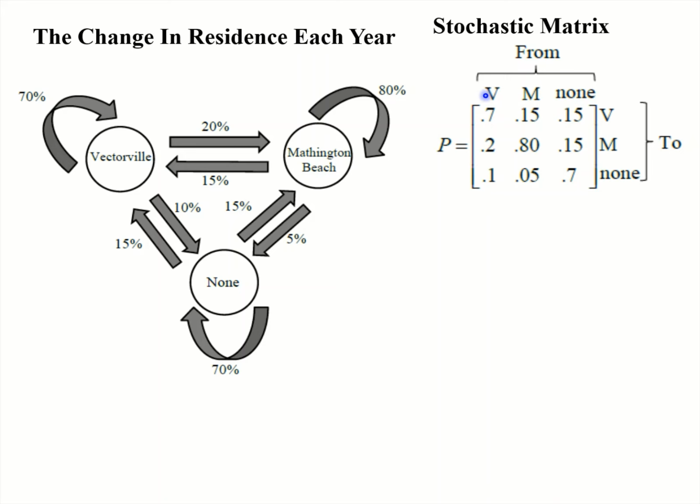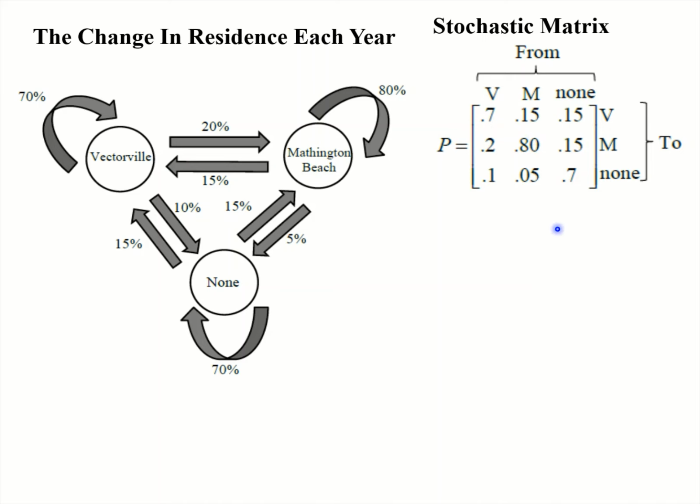So look, from Vectorville, there's the from. To Vectorville, it's 0.7. And that describes this right here. From Vectorville to Mathington Beach is 20%, and there it is. So there's that 20%, and then 10% leave Vectorville to go to another place. And so this actually holds the probabilities. If you add up the entries in each column, they will add up to 1. Now that's not the case with adding up the entries from each row, but the columns add up to 1, and that gives you the probability.